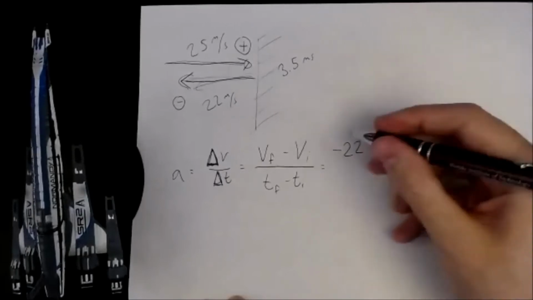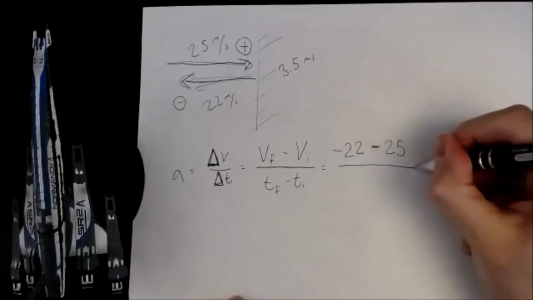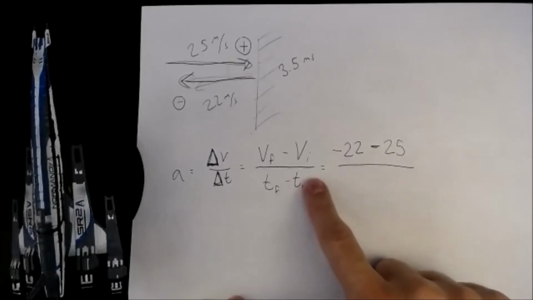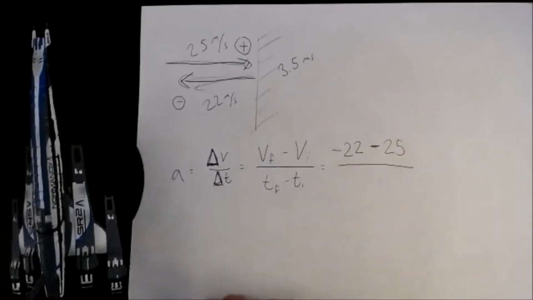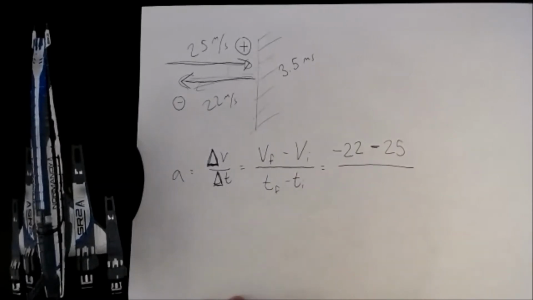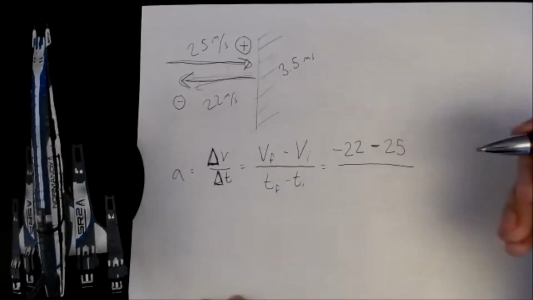Minus positive 25, all divided by the change in time. I don't know exactly when it started, but I do know that it took 3.5 milliseconds. If something starts on a Tuesday and takes 1 day, it's going to end on a Wednesday. If something starts on Thursday and it takes 1 day, it's going to end on a Friday. So it doesn't matter when it began, it just matters how long it was.